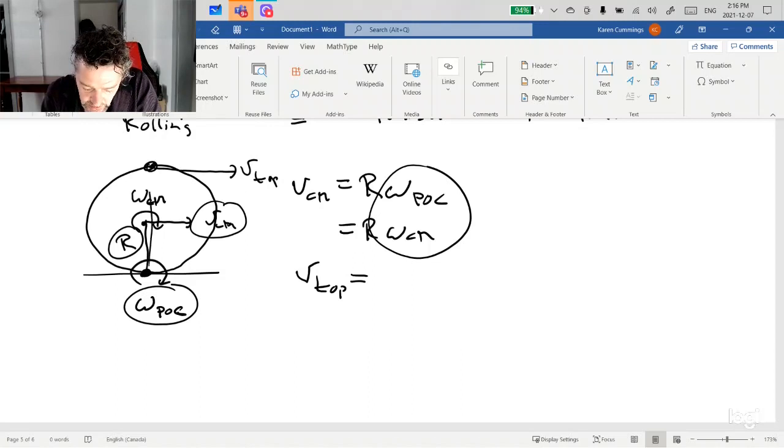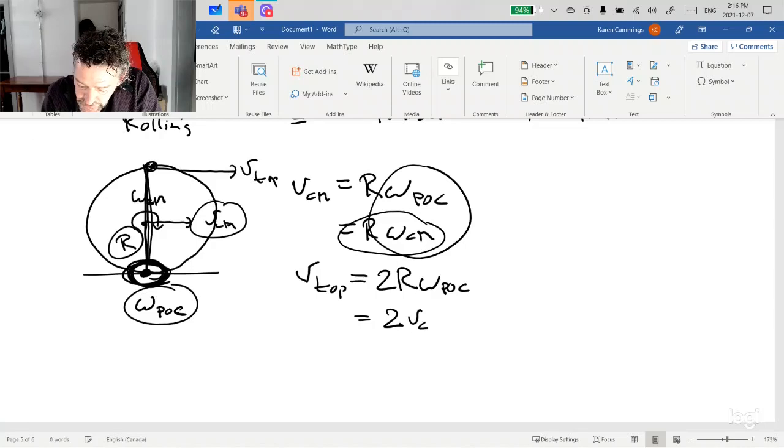it's the same idea. You just take this angular velocity down here and multiply by how far it is away. Well, that's r plus r, which is 2r. So the velocity at the top is 2r times omega point of contact, which is just twice r omega cm, which is just twice vcm.